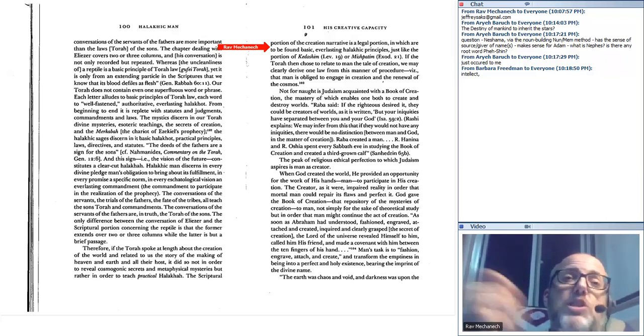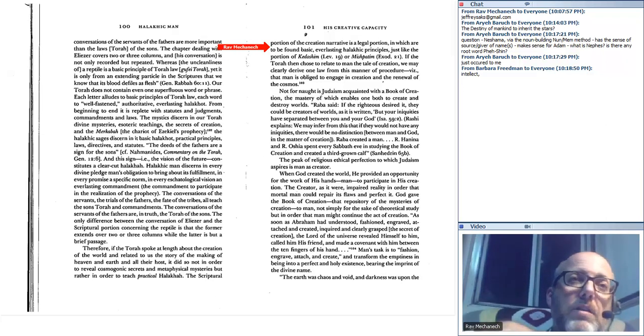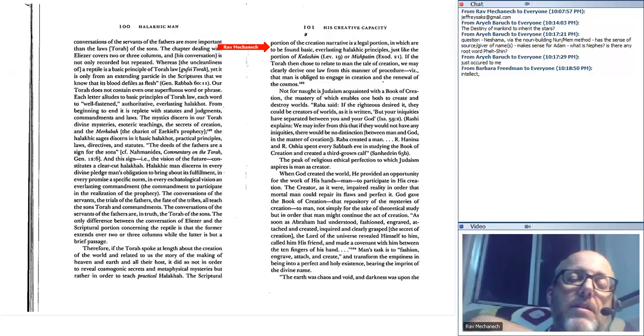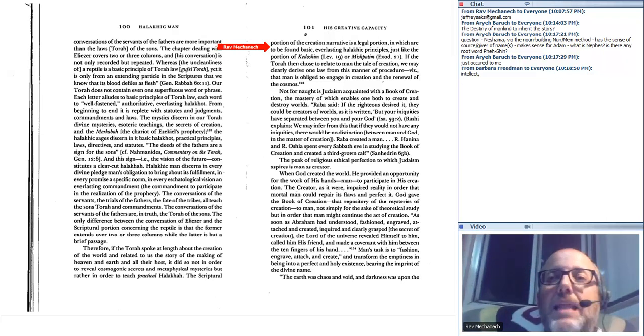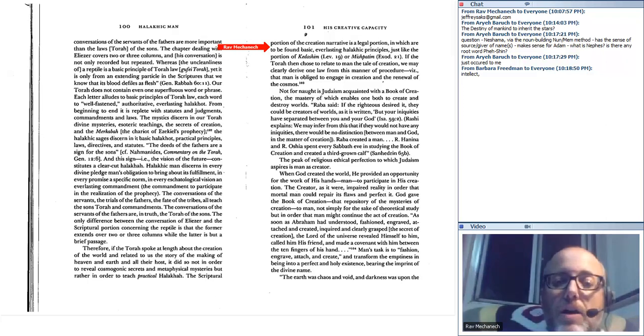And since it instructs us on how we are meant to be, it helps us understand something about ourselves and our role in the world and our task as created, commanded beings. So then it's also a halachic text, even though it's not a halachic text like the chapter that lists which animals are kosher and which are not. If the Torah chose to relate to man the tale of creation, we may clearly derive one law from this manner of procedure: that man is obliged to engage in creation and the renewal of the cosmos.